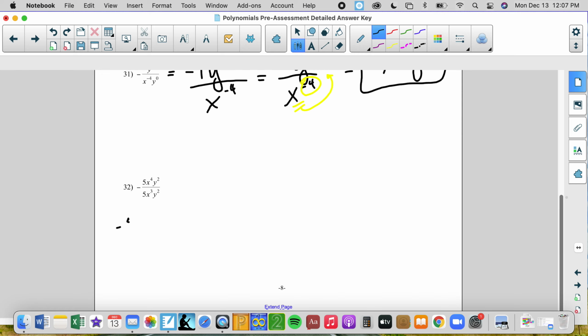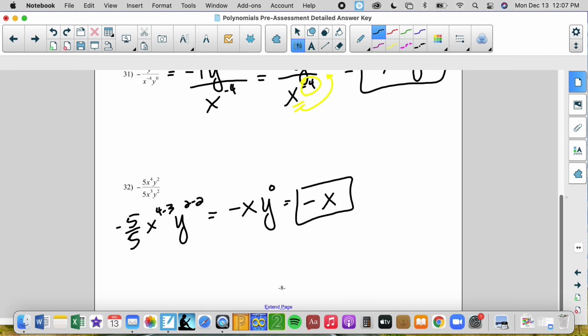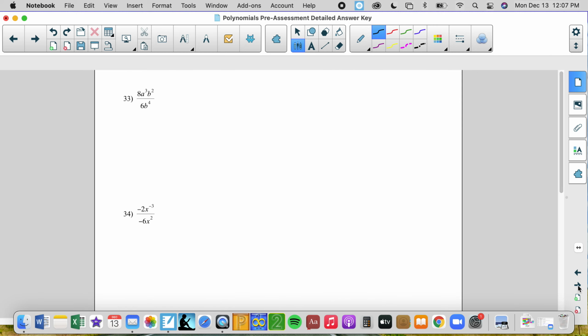We have -5 over 5, x to the 4 minus 3, y to the 2 minus 2. 5 over 5 is equal to 1, so we just have the negative. X to the 4 minus 3 is 1, and y to the 0. And that just leaves us with -x. Y to the 0 is equal to 1, multiplying by 1.